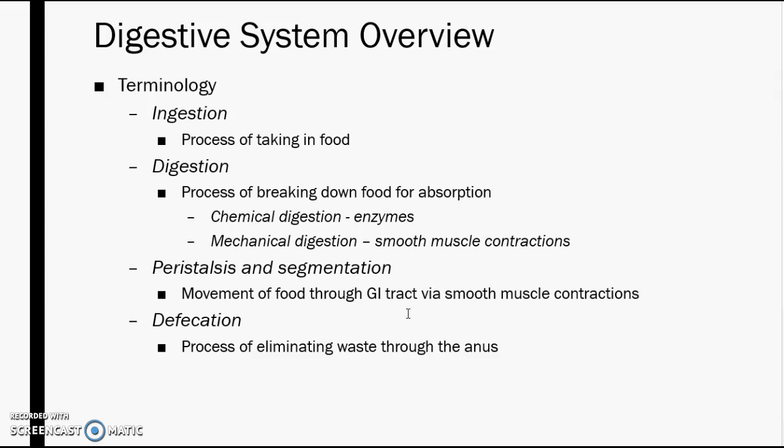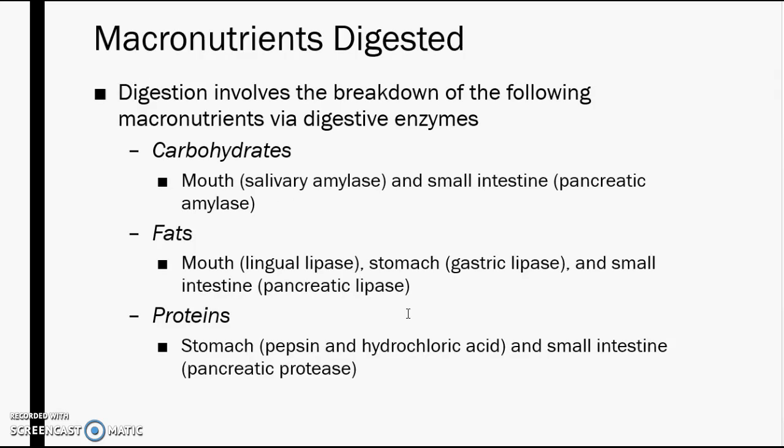Digestion is the process of breaking down that food, getting it ready for absorption. There is chemical digestion, which occurs through chemicals and enzymes. And there is mechanical digestion, which occurs through a variety of smooth muscle contractions. Some of that is peristalsis and segmentation, as we see that moves food through the GI tract. And then think about the churning action of the stomach. That's also considered mechanical digestion. Also, the teeth chewing and grinding food is a type of mechanical digestion. And then defecation is the process of eliminating waste through the anus.